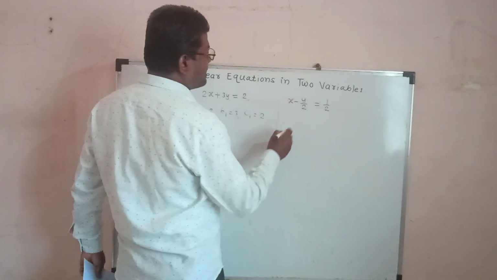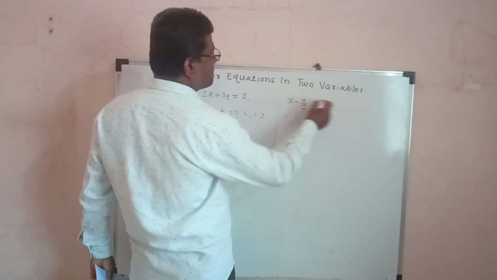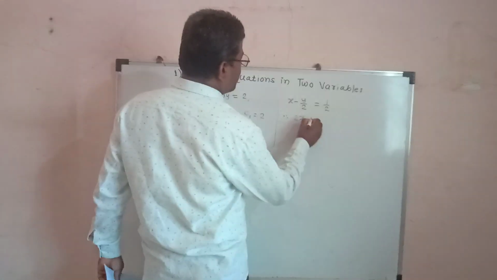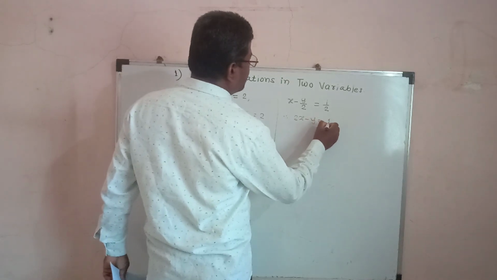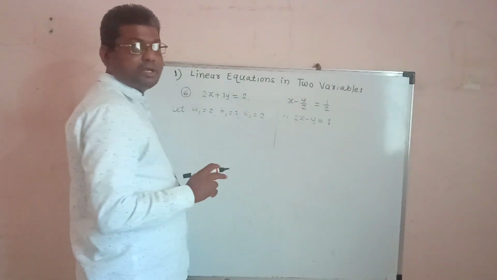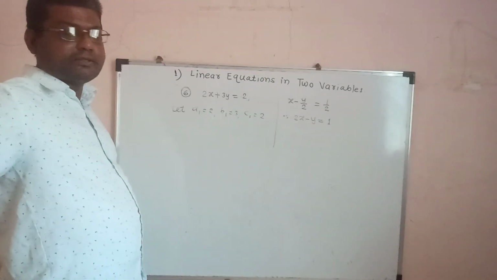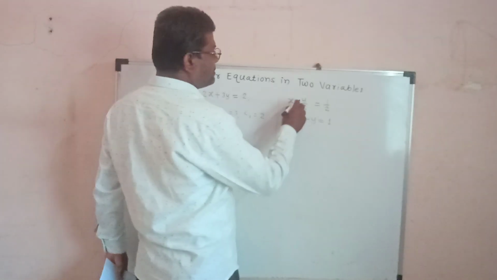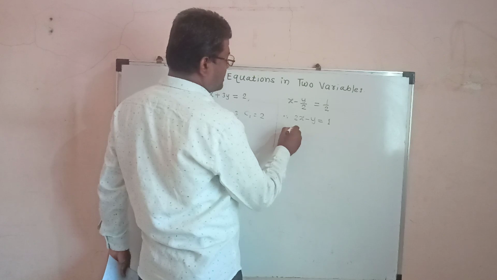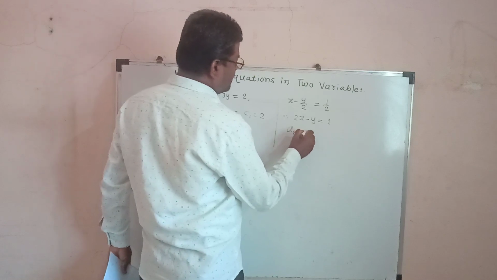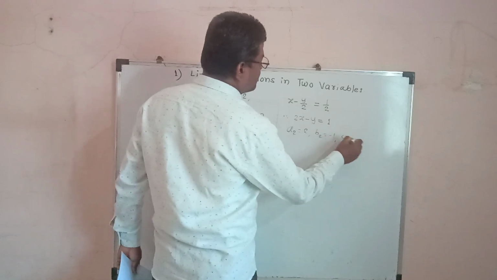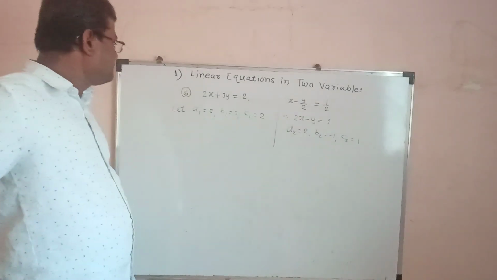Now here we can write, multiply by 2 on both sides, that is 2x minus y is equal to 1. Multiplying both sides by 2, 2 into x, that is 2x, 2 into y upon 2 is y, and 2 into 1 upon 2 is equal to 1. Here we write a2 is equal to 2, b2 is equal to minus 1, and c2 is equal to 1.